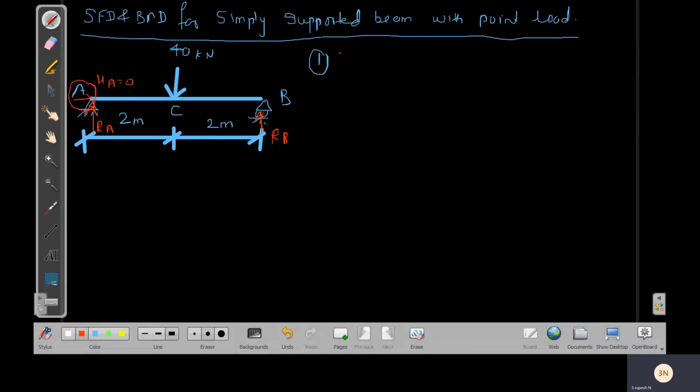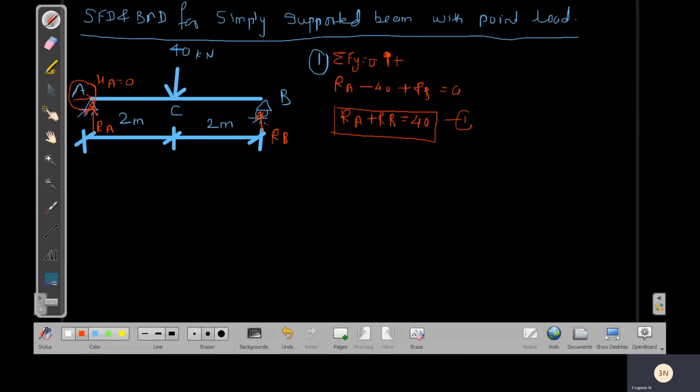Now by using the conditions of equilibrium, summation Fy is equal to 0. Upward force I consider positive. So RA, then minus 40, then plus RB, is equal to 0. So RA plus RB is equal to 40. This is your first equation.